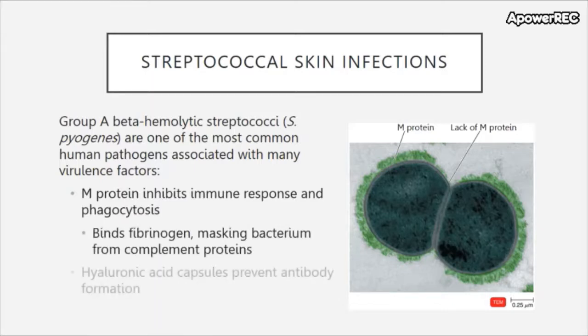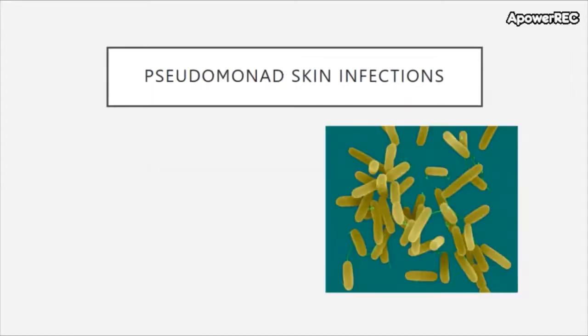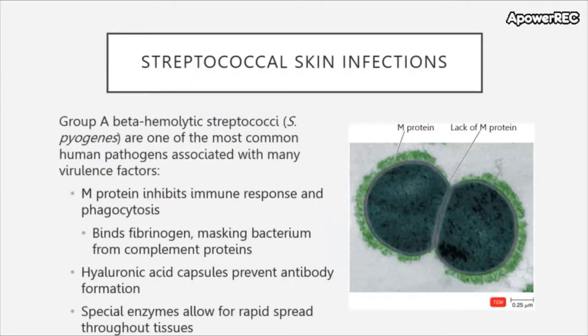And what it does is it binds fibrinogen, which masks the bacterium from complement proteins and disguises it. They also produce hyaluronic acid capsules, which prevent antibody formation. And these special enzymes allow for rapid spread throughout the tissues.